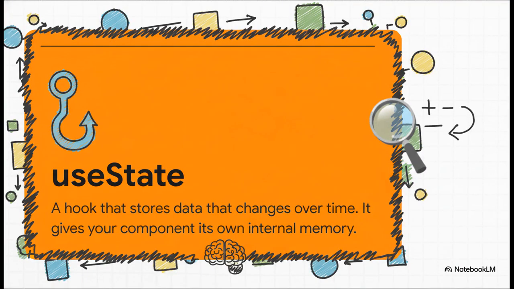Now, the main tool we're going to use to create this memory is a special function from React called useState. It's what's known as a hook, and don't let that term scare you. It's just React's fancy word for a function that lets you hook into its features. And in this case, useState is the hook that lets our little components create and manage their very own memory.